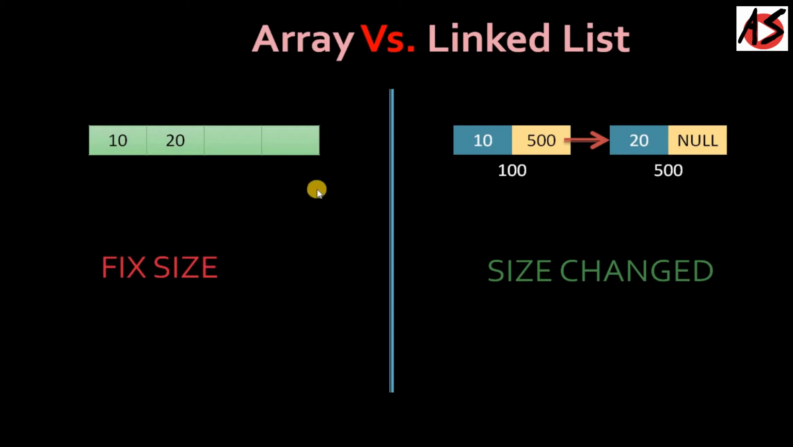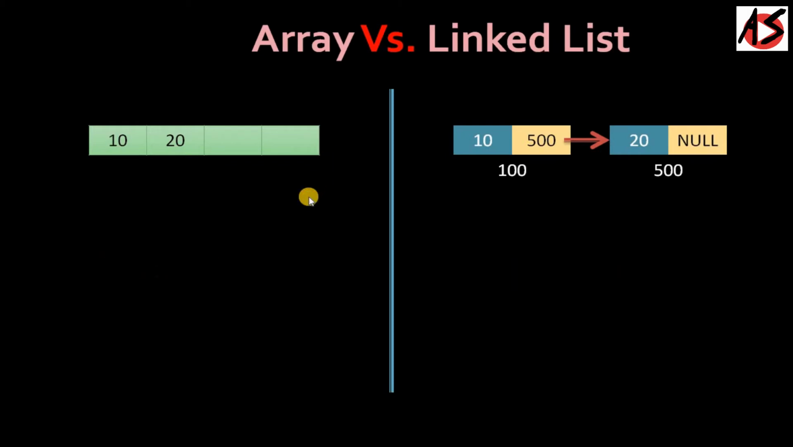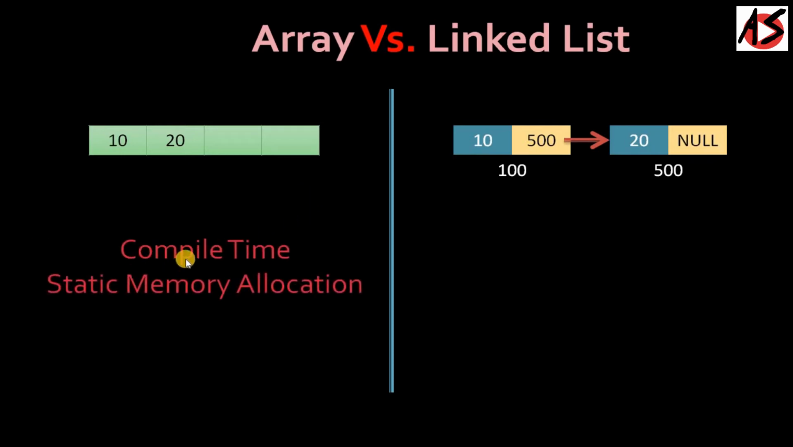Other disadvantage of array is memory allocation is done at compile time. That is why it is known as the static memory allocation. Because once you are deciding the size in your program, compiler is allocating the number of addresses at compile time. That is why it is known as the static memory allocation.